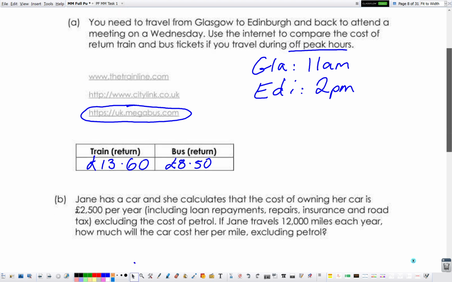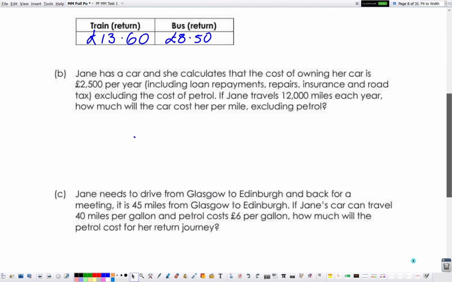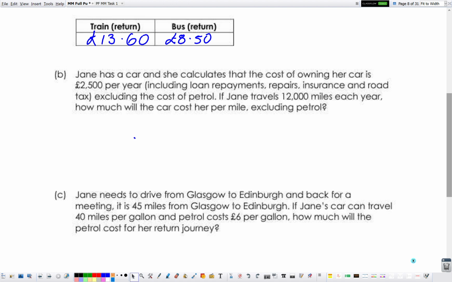Okay, so now we're going to go and look at basically the cost of a car. So Jane has a car and she calculates that the cost of owning her car is £2,500 per year. Underline that, that's important information. It's costing £2,500 per year. So that includes her loan repayments, so paying back the cost of the car, repairs on the car, her insurance as well, and road tax. And that doesn't actually even include the cost of petrol, so that's excluding the cost of petrol.